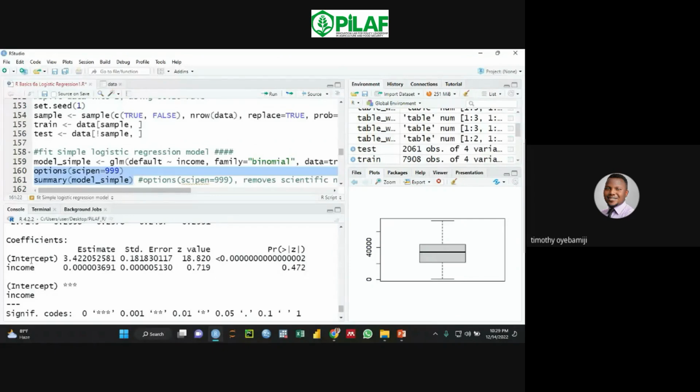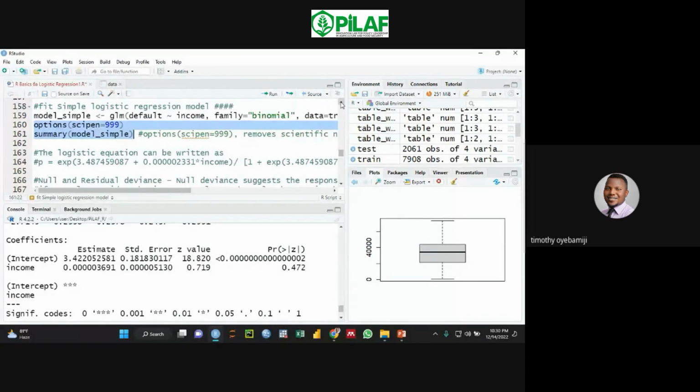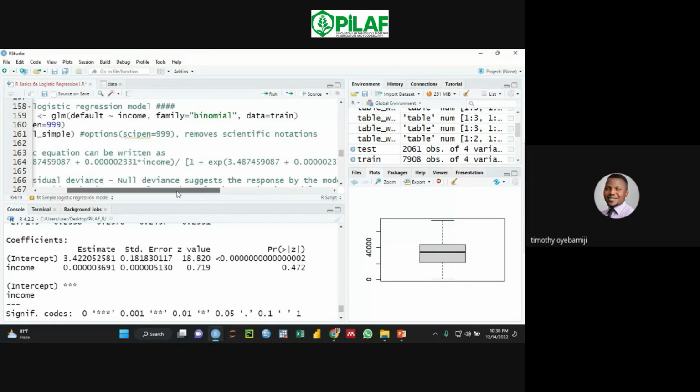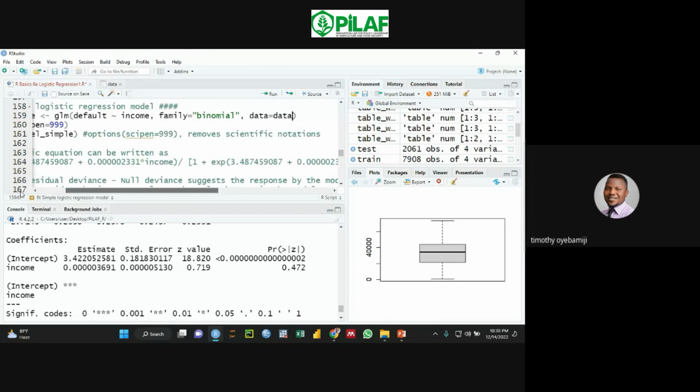For the intercept, we have this. For income, we have a very small association with default. Now let's see what this means. We have 3961. For us to have outputs that correspond with the interpretation we have here, because I don't want to be saying apology again and again, I'm going to change the data here from train to the complete data. So I'm going to run everything all over again.